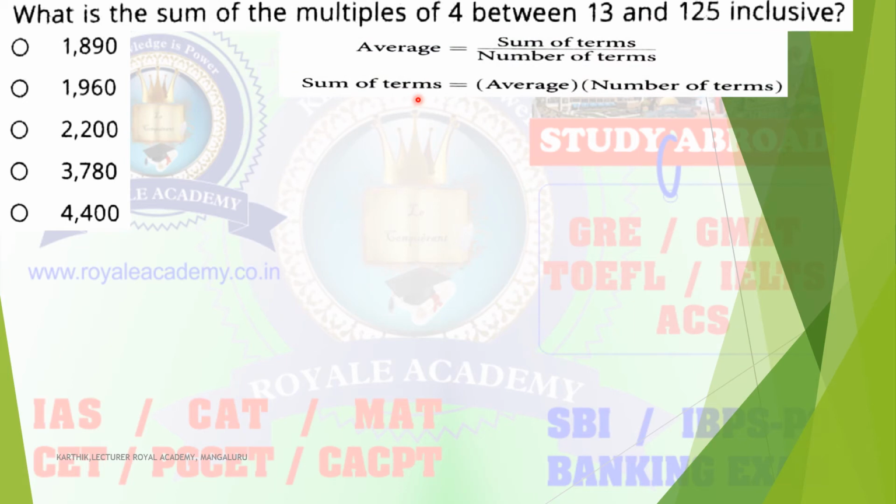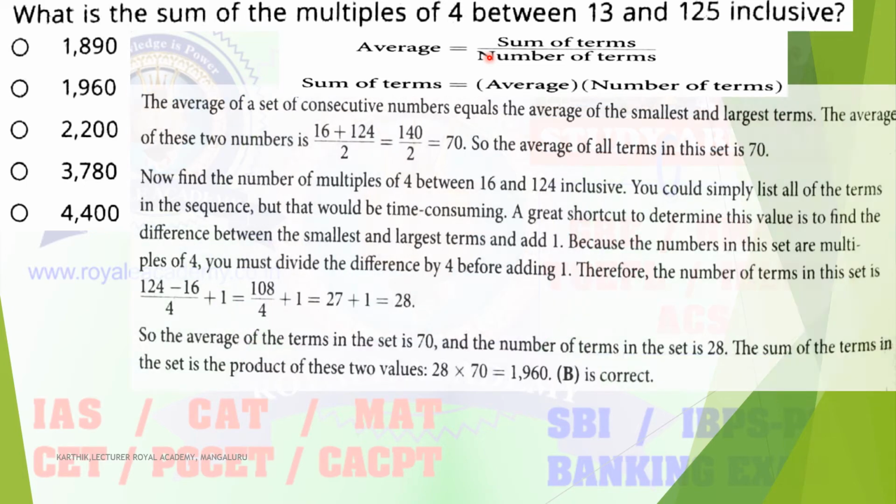The formula is what? Average is equal to sum of the values divided by number of terms. Okay, so that is actually the formula. So you have to determine the sum of terms. Sum of terms is equal to average into number of terms. That you have to determine. So how to determine? So first determine the average. Okay, so how to find out the average?